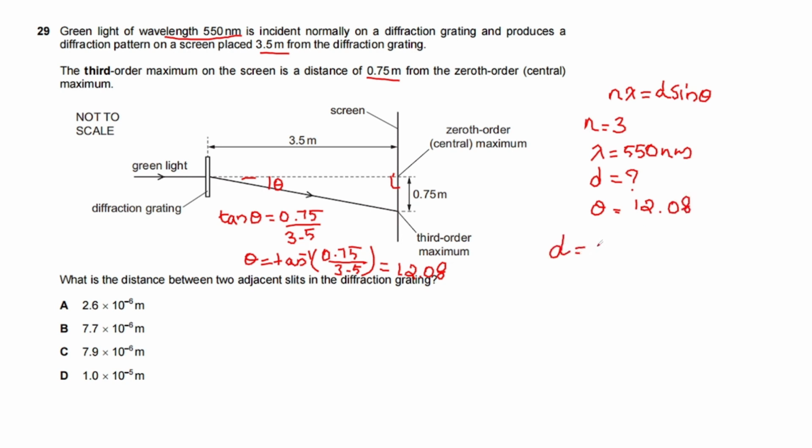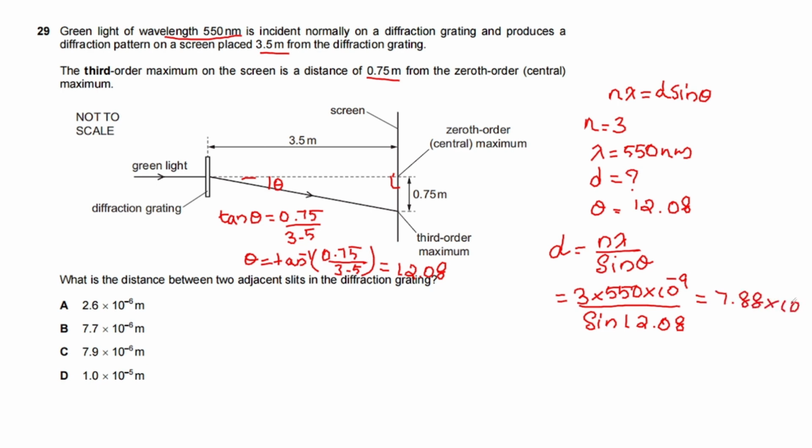Before that, you need to rearrange: d is equal to n lambda divided by sine theta. That is 3 times 550 times 10 to the power minus 9, because you need to convert into meters, divided by sine of 12.08. That is equal to 7.88 times 10 to the power minus 6 meter. So which one is the correct option? 7.7 is there, 7.8 is there. Since it is 7.88, you can find that option C is the answer.